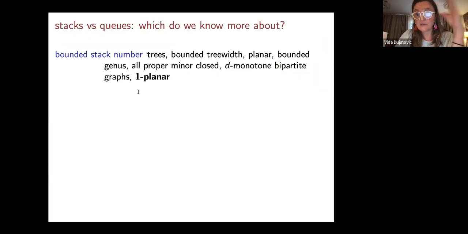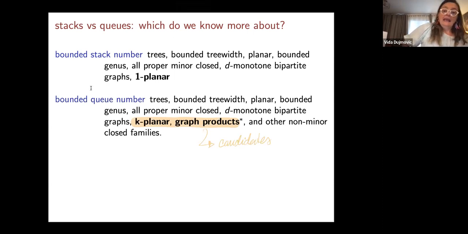But let's revisit the list of things we know. It used to be that we knew much more about stack number, but thanks to this product structure theorem, which can be extended from planar graphs to many other graph families, we now in fact know much more about Q numbers than we do about stacks. So this was the list that I showed you earlier, what was known about bounded stack number. And this is a list of what we now know about bounded Q number. The list of graph families that have bounded Q number is now much larger. So if we want to separate the two, if these two graph parameters are not the same for some graph family, maybe we can find a candidate here.